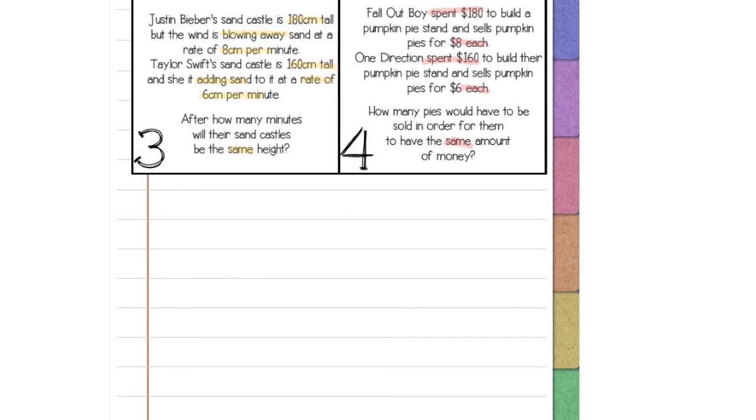All right, so already looking at some of these keywords, I know that I'm going to have some negatives here, right? So it says Fall Out Boy spent $180. So if he's spending money, that means he's losing $180. So I'm going to have a negative 180, okay? And it says that he sells his pumpkin pies for $8 each. We don't know how many pumpkin pies he's selling, right? So that is our variable. That is our x. And we're going to subtract 180 because that is our constant, and he is spending that much money no matter what, right?